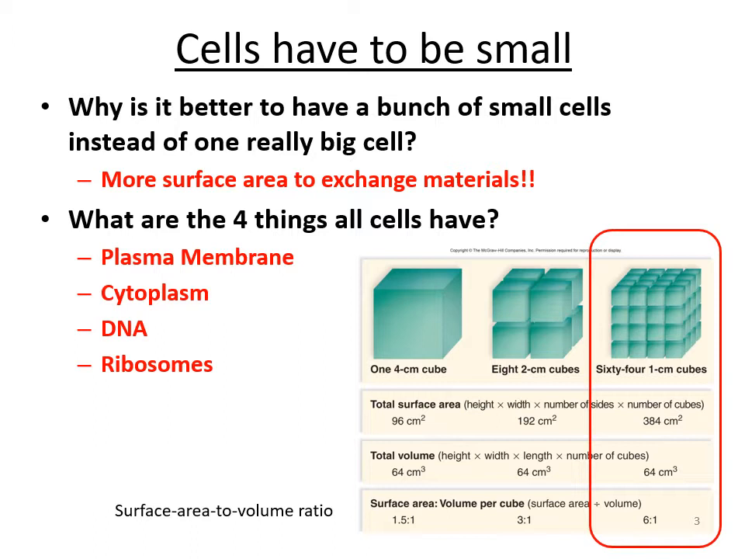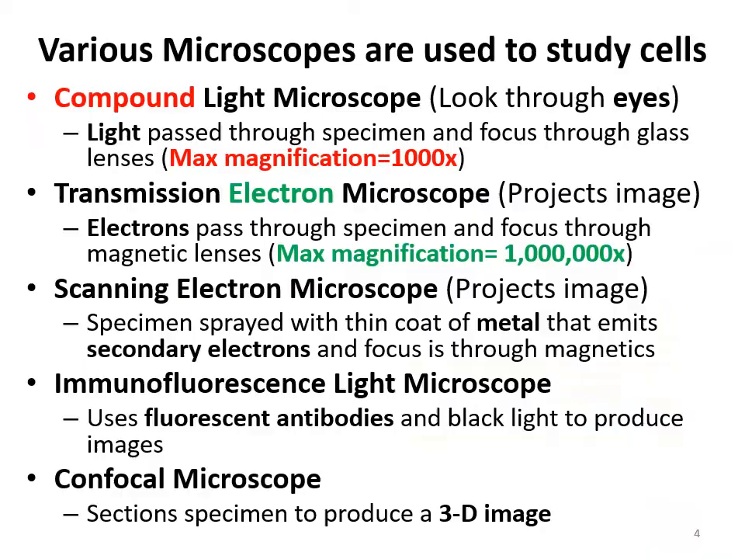Now, there are 4 things that all cells have that you should know. The 4 things they all have are a plasma membrane, cytoplasm, DNA, and ribosomes. Okay, so that's plasma membrane, cytoplasm, DNA, and ribosomes.